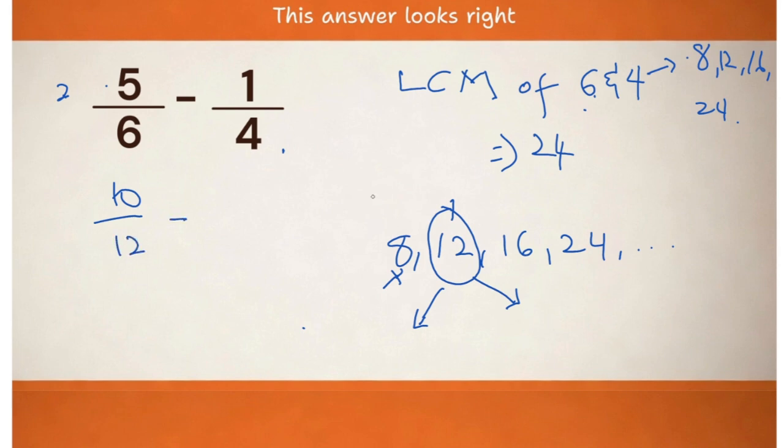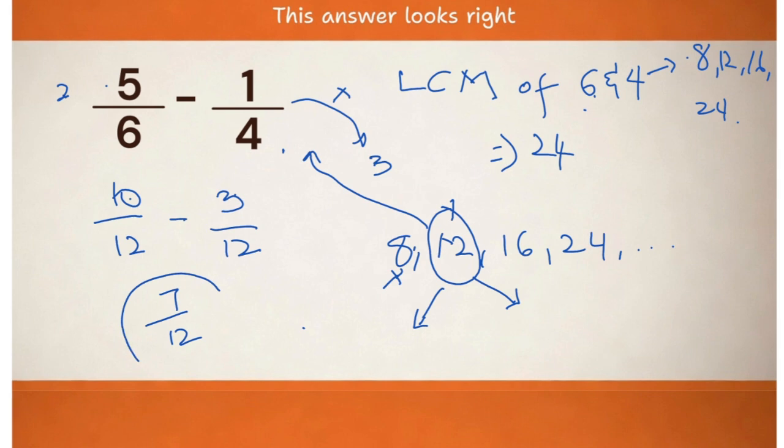Then minus, how many times will 4 go in 12? 4 will go in 12 3 times. So we multiply this by 3, so that we have 3 times 1 is 3 over 4 times 3 is 12. Now that they have the same denominator, we can subtract. So here we have 10 minus 3, and this gives 7 over 12.